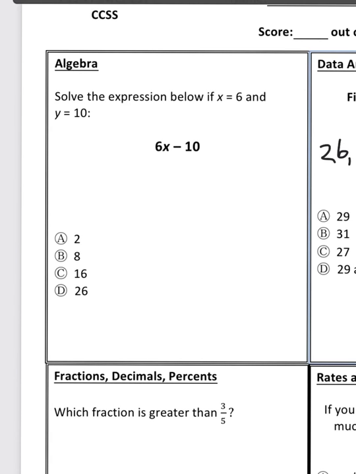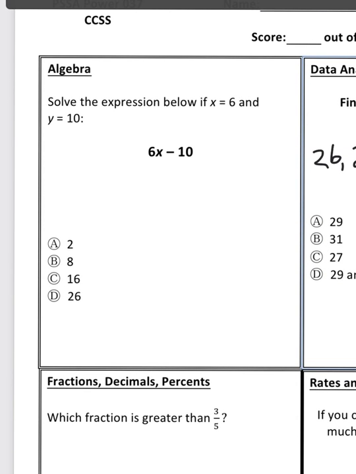So first one, it says solve the expression below if x is 6 and y is 10. This expression does not have a y in it, so you don't need to worry about that. But it does have an x, and it says x is 6. So first off, this 6x means 6 times x. So it's 6 times 6 minus 10. Now what I would just do is type that in the calculator. 6 times 6 minus 10.